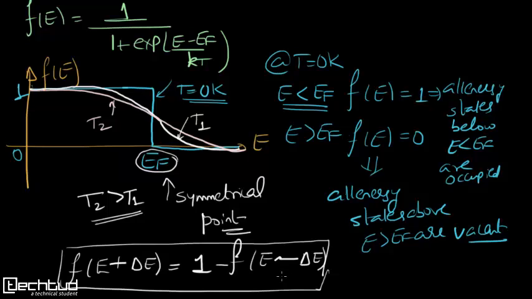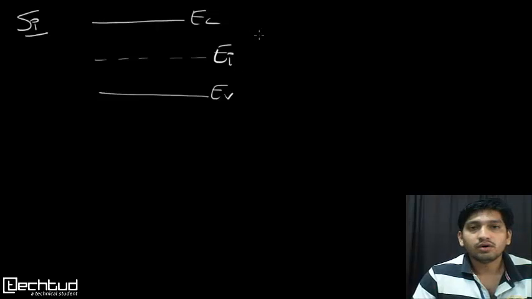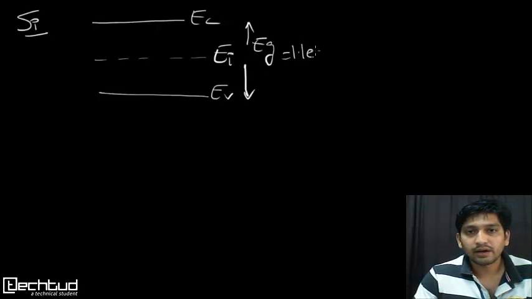One question that will arise: we know the band diagram for silicon, how it looks. This is your Ec, this is your Ev. In the energy band diagram for silicon, we know that the energy gap Eg is 1.1 electron volt.